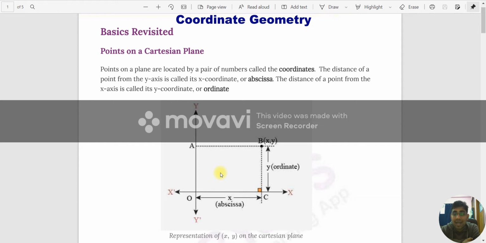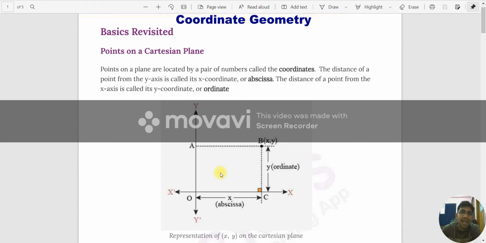So first of all, I am excited to present to you the new topic named coordinate geometry. Before starting coordinate geometry, I am going to show you how this Cartesian plane came into the world. So first of all, going to coordinate geometry or the Cartesian plane, I want to explain what the basic origin of this plane is, how this plane came into the world.